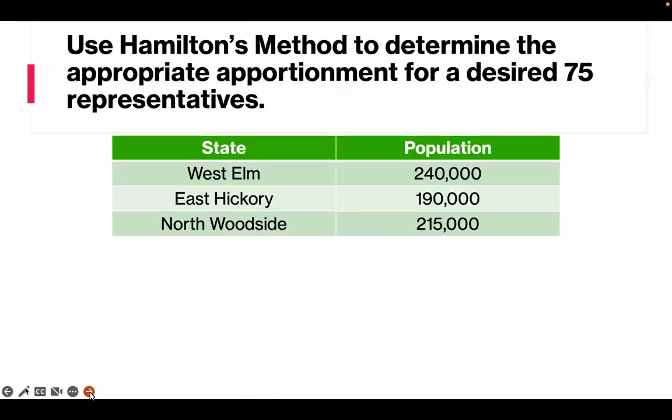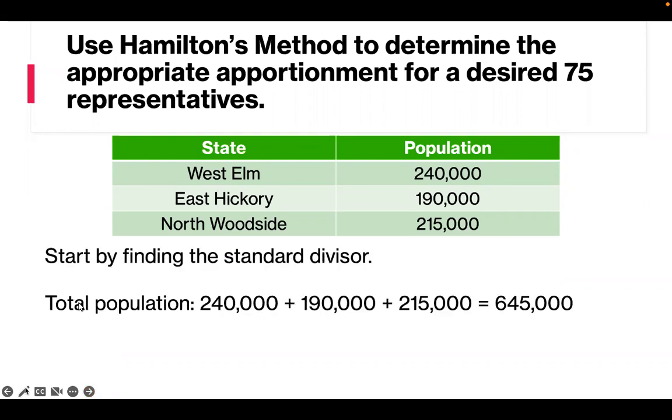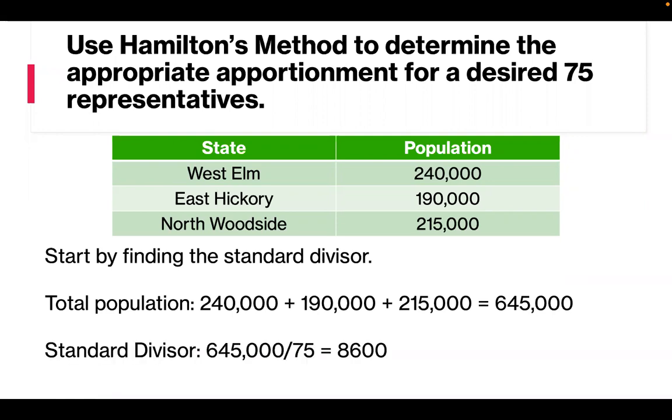So let's use Hamilton's method to determine the appropriate apportionment for a desired 75 representatives. We have 3 states: West Elm, East Hickory, and North Woodside. To find the apportionment here, we start by finding a standard divisor. With that, we need the total population. So 240,000 plus 190,000 plus 215,000 gives me a total population of 645,000. I divide that by my 75 representatives, and my standard divisor comes out nicely at 8,600.